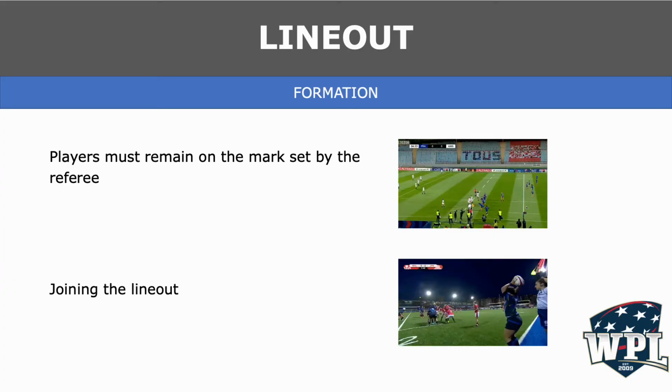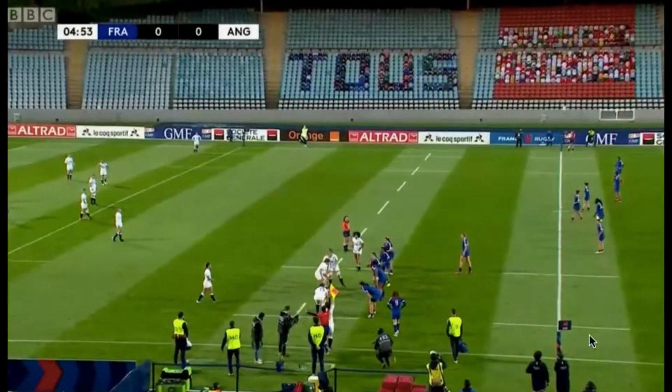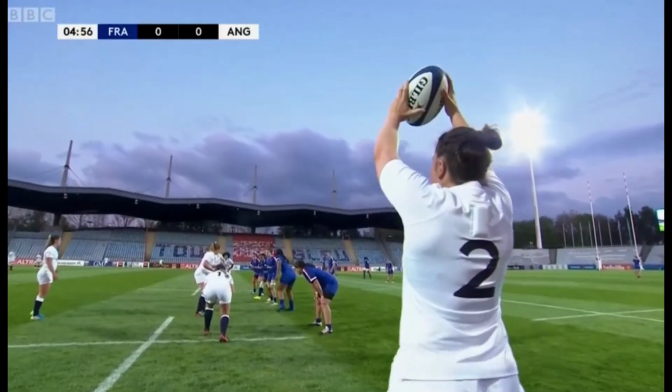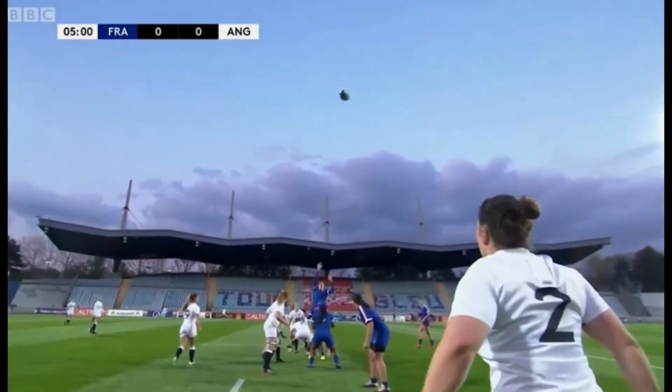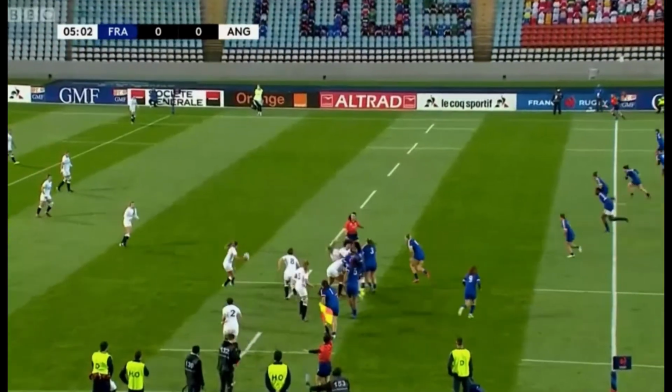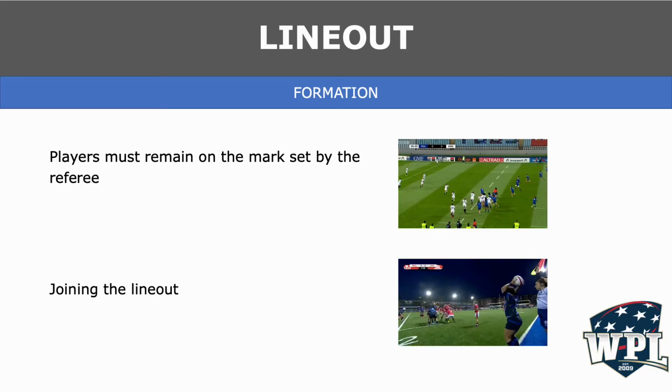In this first example, we're going to see a nice, clean gap. White 1 will change places by sliding directly down the line. Players in the lineout who change places must not run into the gap. This is a great lineout.